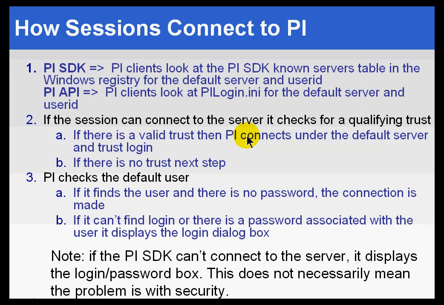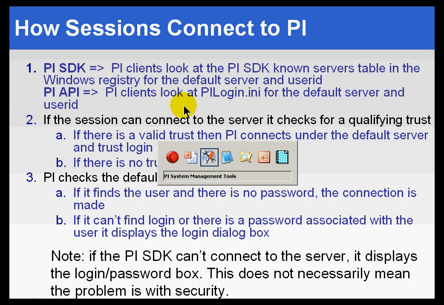Now, in the case of an API-based client, remember, the API-based clients would be the older versions of things like ProcessBook and DataLink, the version 2.x versions of those clients, and also all of the modern interfaces. Now, those are going to make use of a file called pilogin.ini. You're going to find this in the default directory for all PI clients. So let me demonstrate where that is, and I'll show you the file.